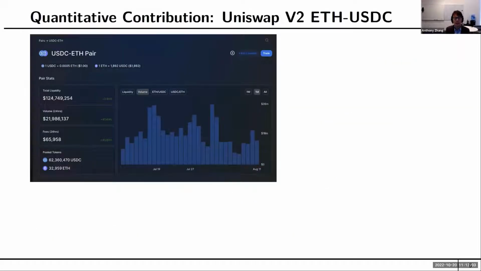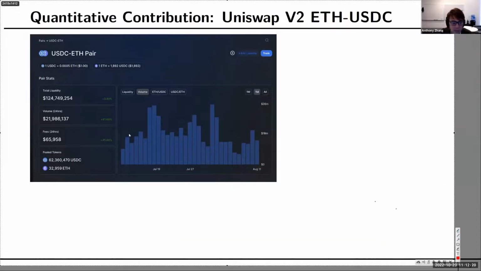Quantitatively, besides doing comparative statics, our model is, we hope, realistic enough that you can actually bring it to data. So here is a picture of the LP pool for the Uniswap V2 Ethereum USDC pair, trading Ethereum against the USDC stablecoin, right? In this pool, we have around $125 million of liquidity compared with 21 million of volume. So fees are around 60K, right?